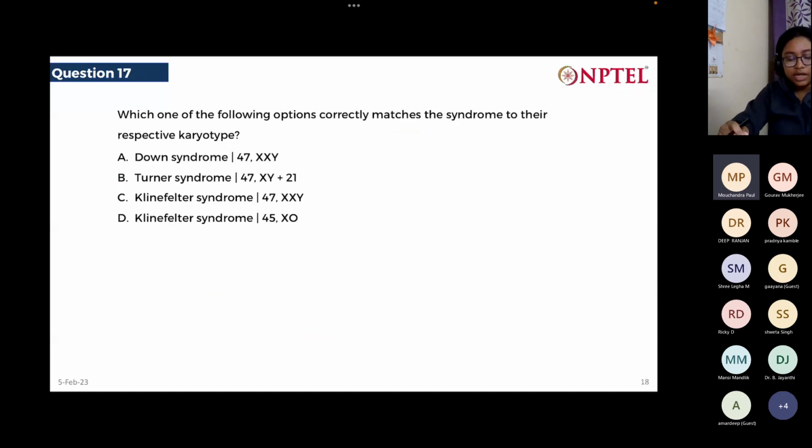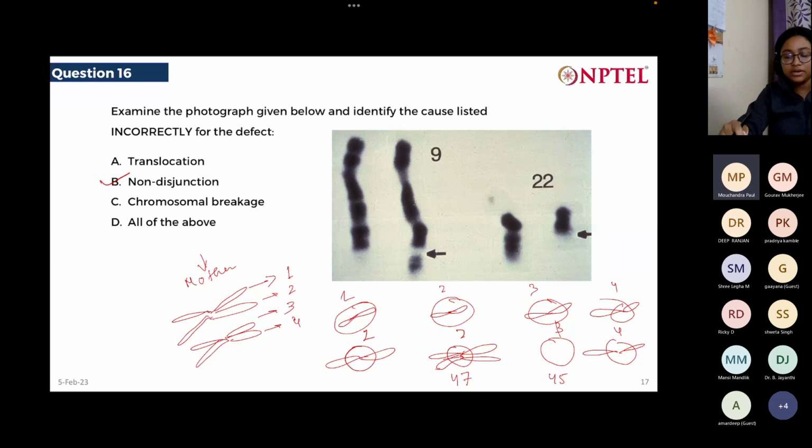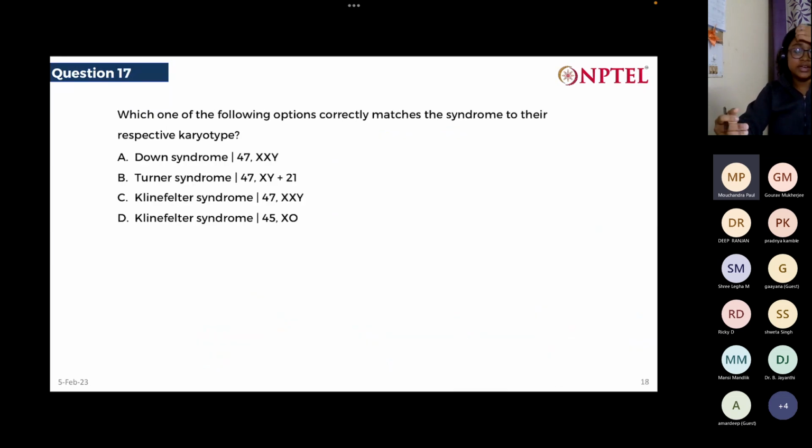Now have a look at this question. Which one of the following options correctly matches the syndrome to the respective karyotype? Just before, I was talking about non-disjunction, where the number of chromosomes either increases or decreases. If you recall from the lectures, sir has discussed three kinds of syndromes that result from this non-disjunction and the change in chromosome number. One is Down syndrome, Turner syndrome, and then Klinefelter syndrome.